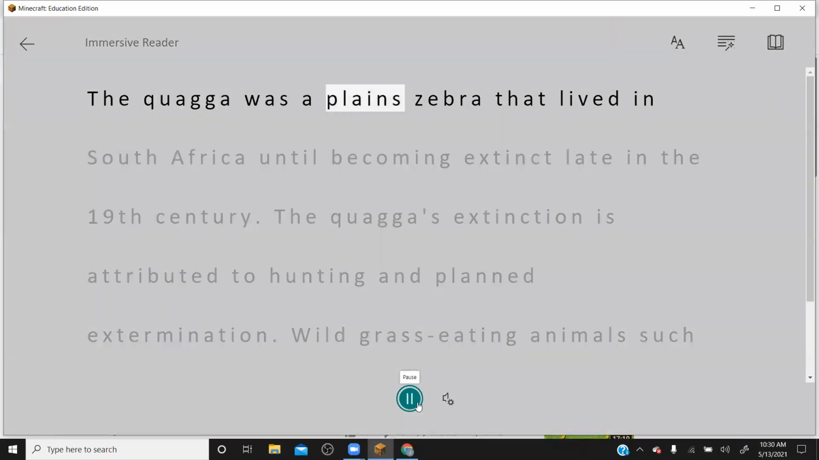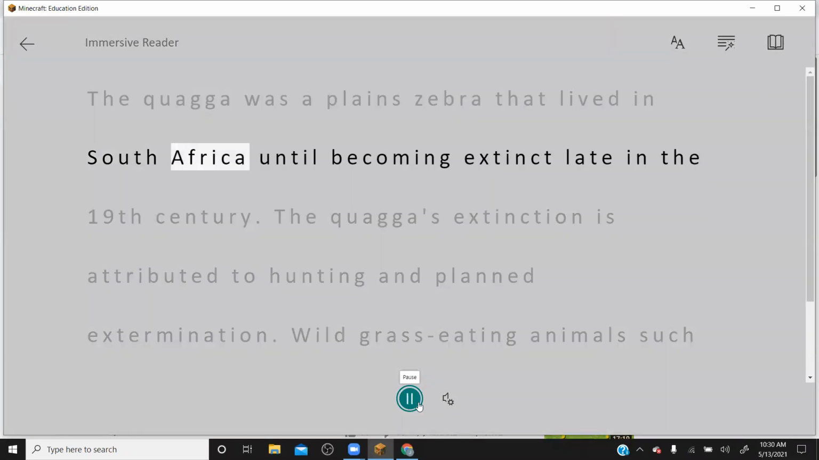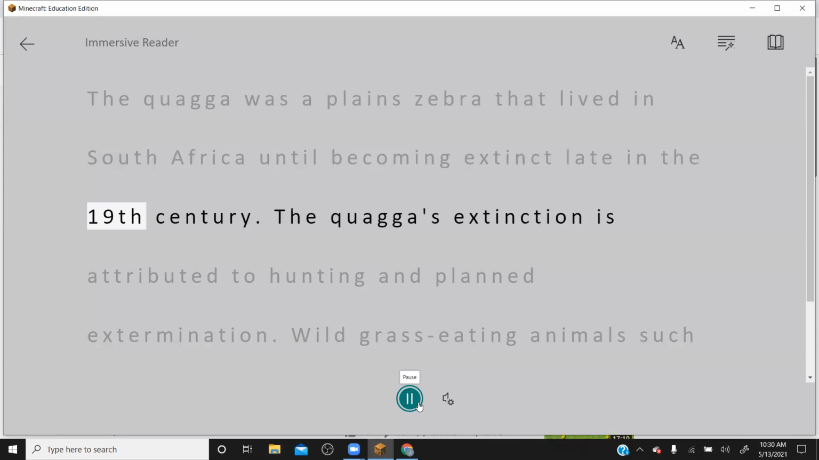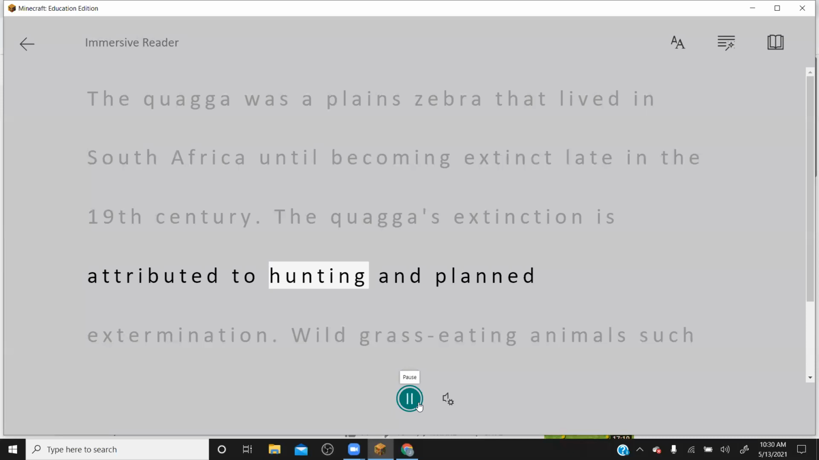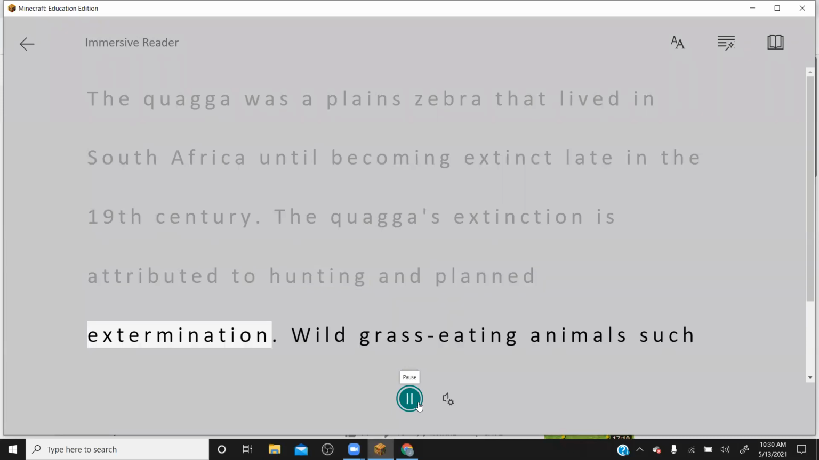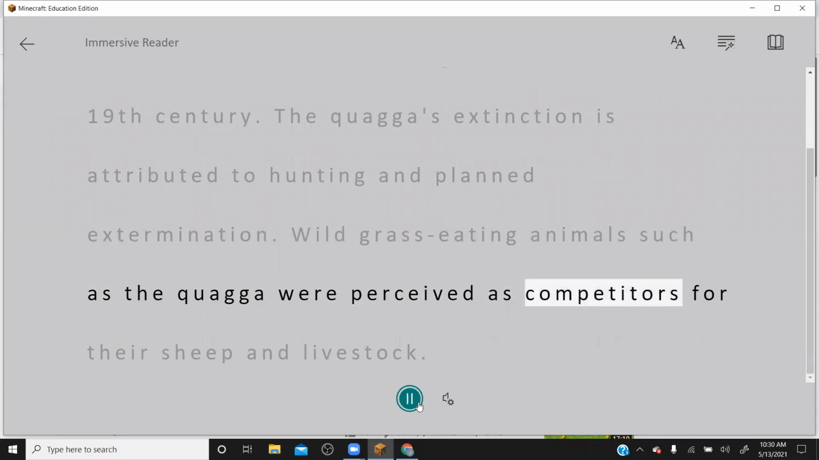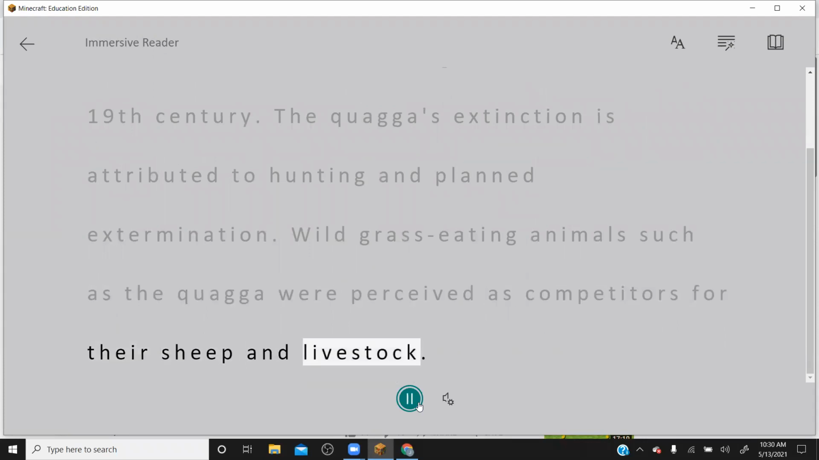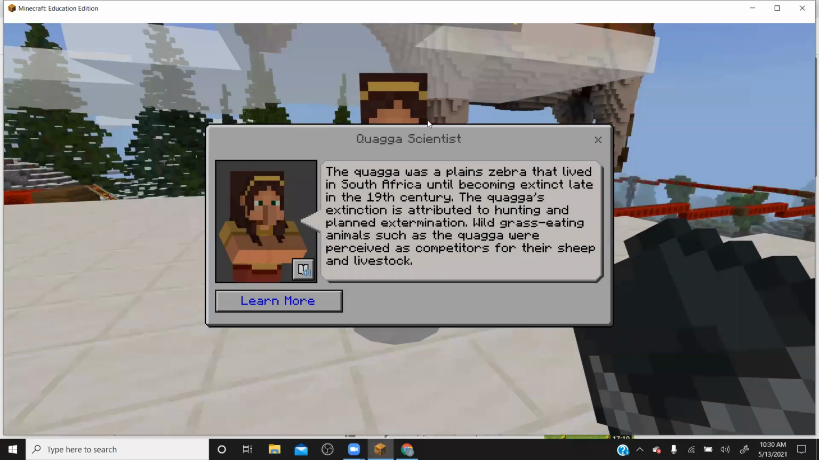The quagga was a plains zebra that lived in South Africa until becoming extinct late in the 19th century. The quagga's extinction is attributed to hunting and planned extermination. Wild grass-eating animals such as the quagga were perceived as competitors for their sheep and livestock.